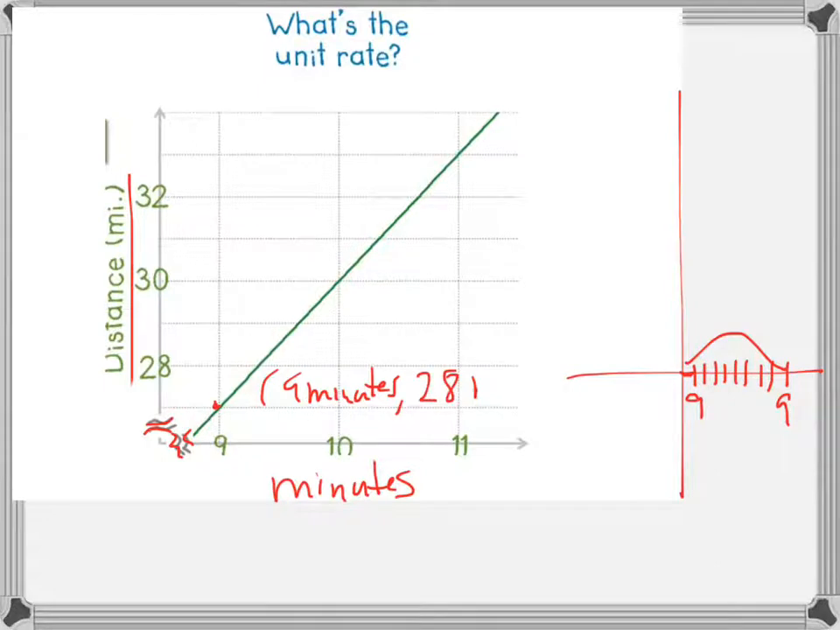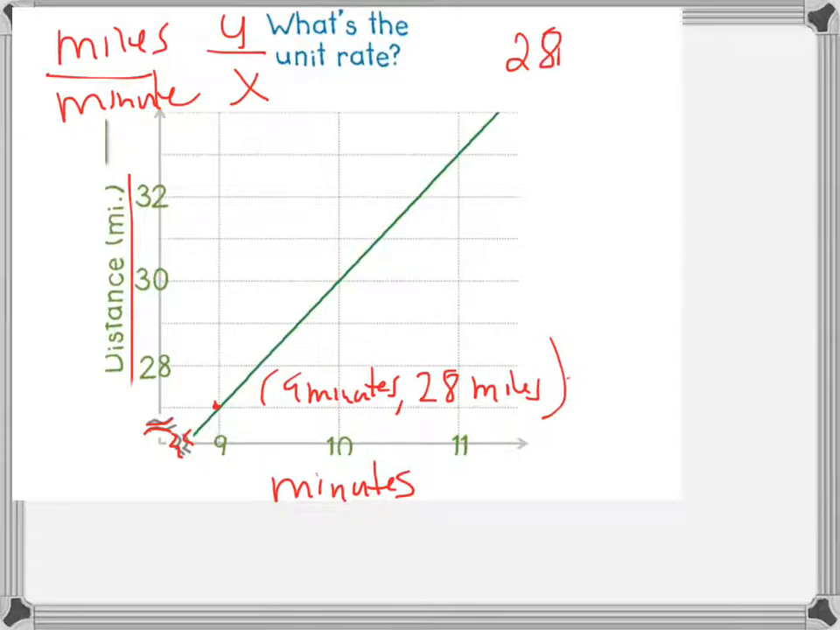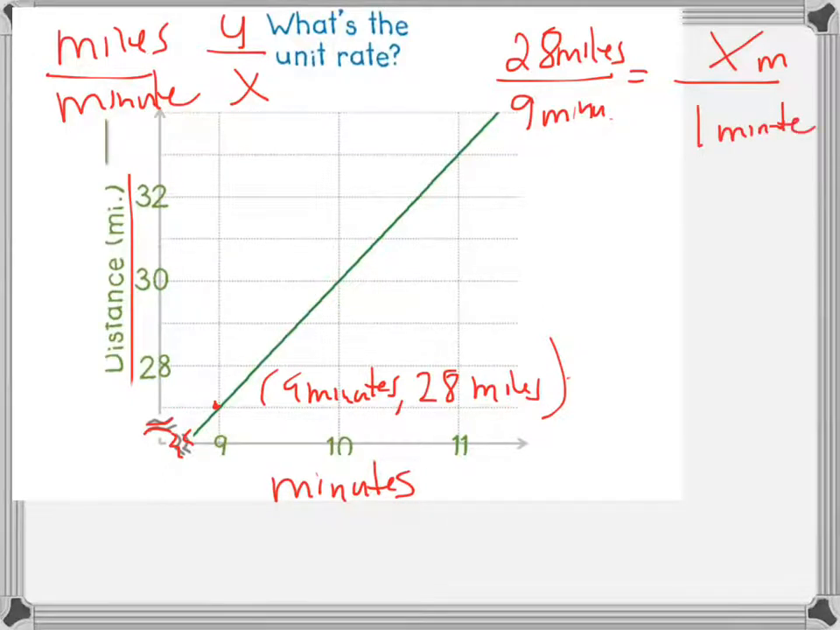and 28 miles. Now, I am trying to figure out the unit rate. So I can set up a proportion here. I want to do miles per minute, right? Because I want to do the y over the x. So I have 28 miles in 9 minutes. To find the unit rate, I'm wondering how many miles there are for 1 minute, because the unit rate has a 1 in the denominator.